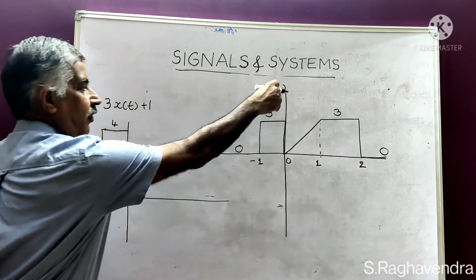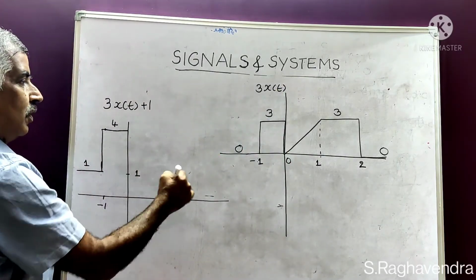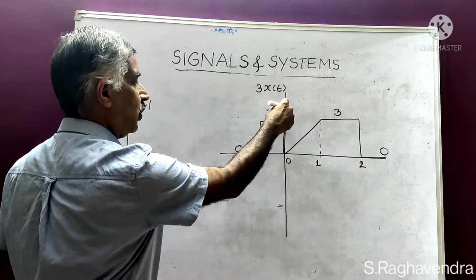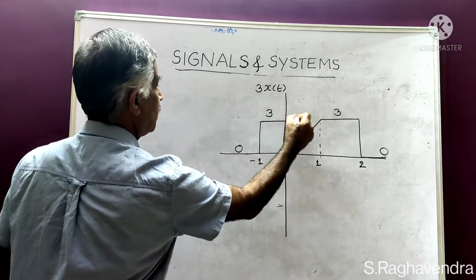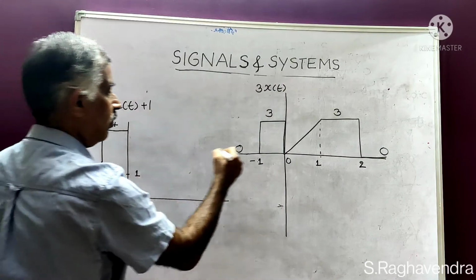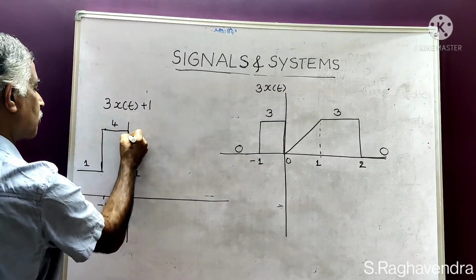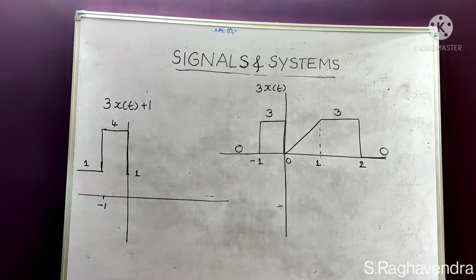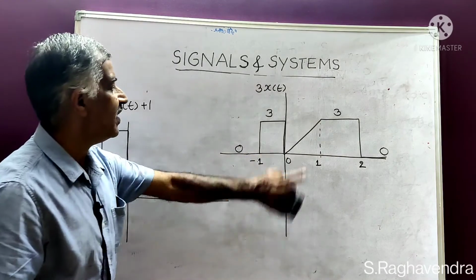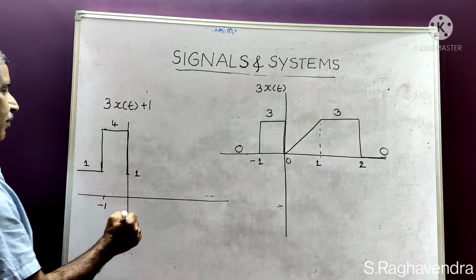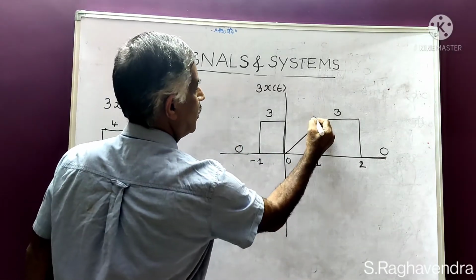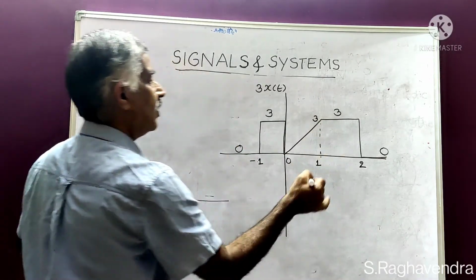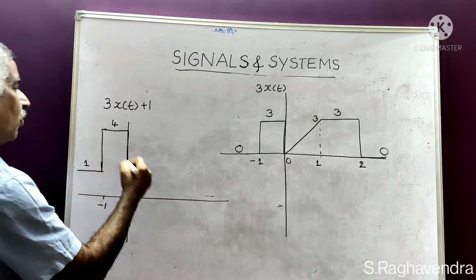Next, it falls, is it not? Now it has to fall to 0, but 3 plus 1, 4. Now it falls to 1 because for 0 value 1 is added. Next, it should go like this. So this was 3 plus 1, up to 4.